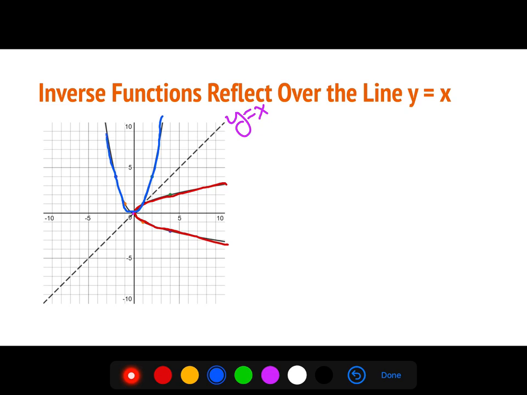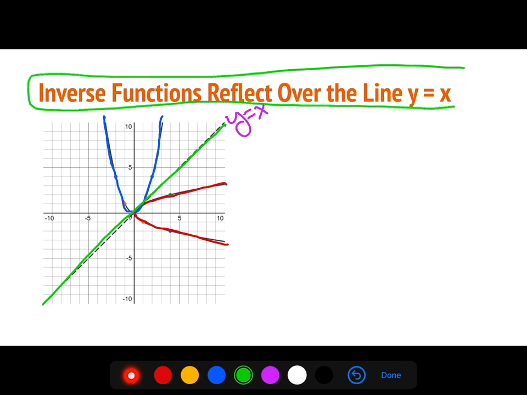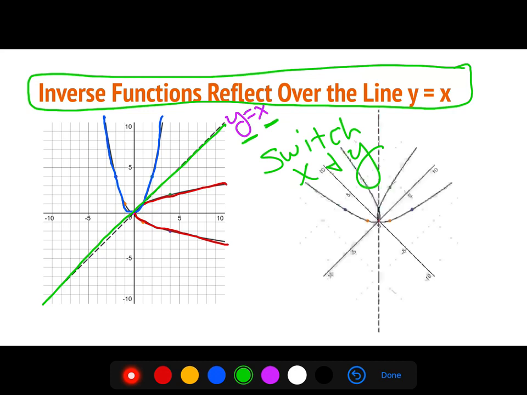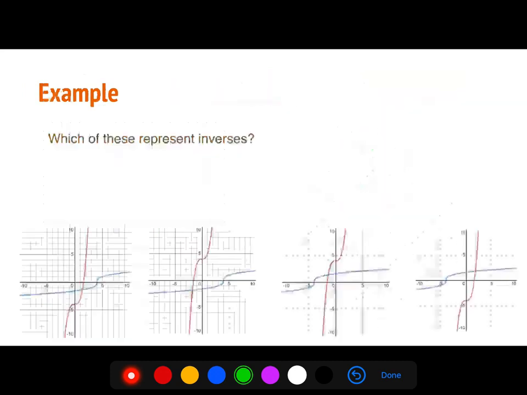So here's an inverse, and here's the original function. They are mirror images along that line in the middle. That is true of all inverses, so you need to know this: inverses reflect over the line y equals x. And why is that? Because with inverses, we switch x and y. All this switching of x and y means y is equal to x and x is equal to y.